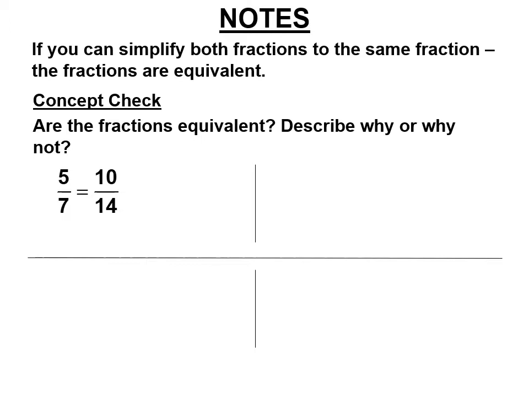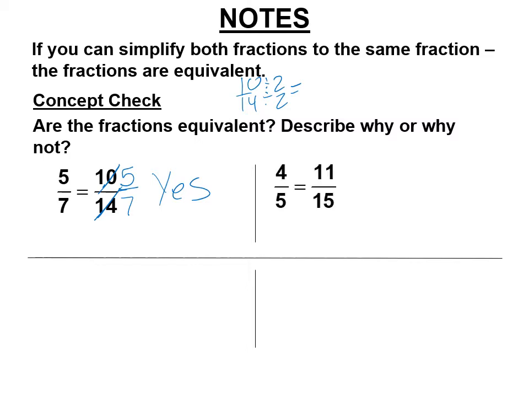So let's see. We have 5/7, that's simplified, but 10/14 can be simplified. Now, we're not going to show simplification like this. We're going to show it in a faster way now that we have reviewed simplifying. We're going to cross them out. We're going to divide both of those by 2 because they're even. And then we're going to just write what they simplify to. Well, 10 divided by 2 is 5. 14 divided by 2 is 7. Yes, the answer is yes. Why or why not? Because they simplify to the same amount.